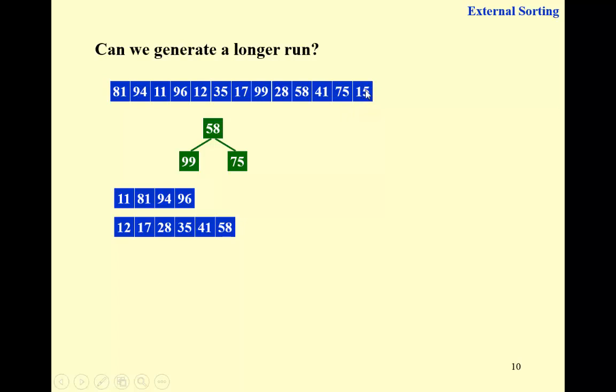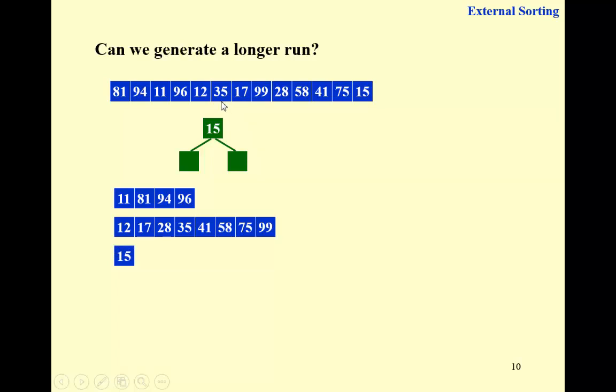So 15 is smaller than 58, so it's impossible to include 15 into this current run. But still, let's continue to output, but 15 is not part of the current run. And we get 75 and 99, and finally 15 belongs to the last run.